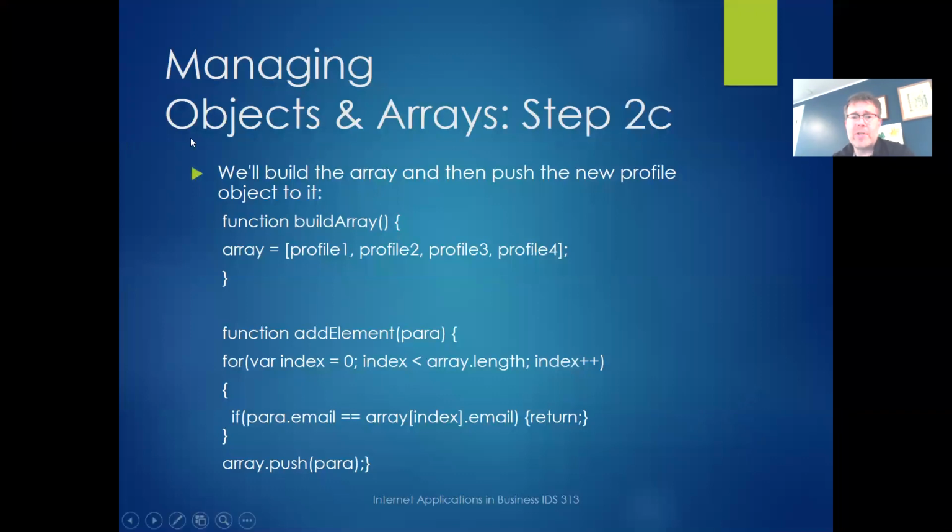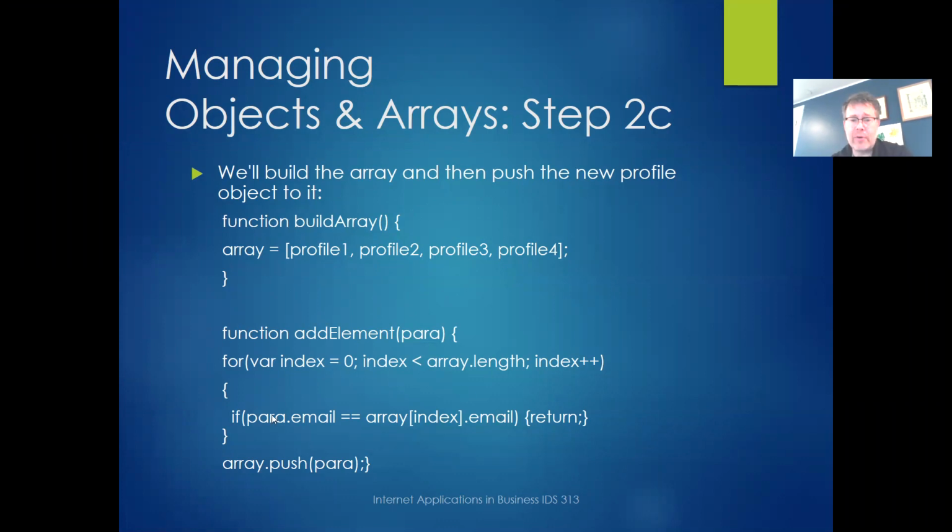So first thing, we're going to build the array, then we're going to push the new profile to it. Okay, so build array is going to be very simple. We're going to use these 4 profiles we have hard-coded into our system. Our add element method is going to accept some new profile. We'll call that para for parameter.